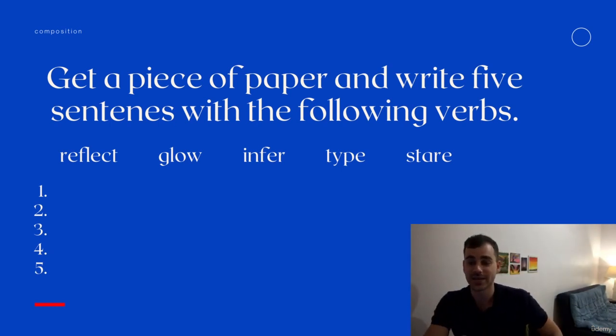The next exercise is composition. Get a piece of paper and write 5 sentences using the following verbs in the present perfect. If you don't want to write, you can speak out loud. Please pause the video and do this now. Okay, I hope that you were successful in your composition.